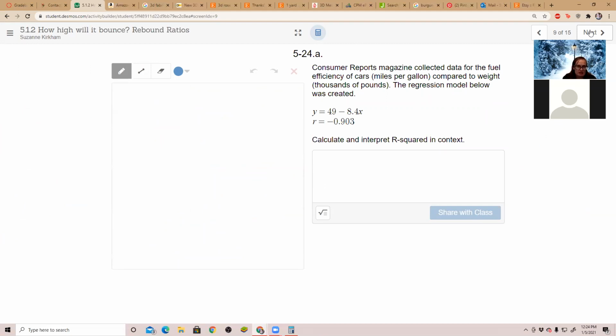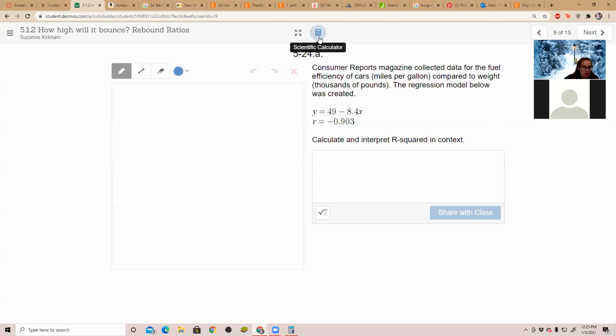Consumer Reports magazine collected data for the fuel efficiency of cars, miles per gallon, compared it to the weight, in thousands of pounds. The regression model below was created. Y equals 49 minus 8.4x, and R equals -0.903. Okay, calculate and interpret R squared in context.